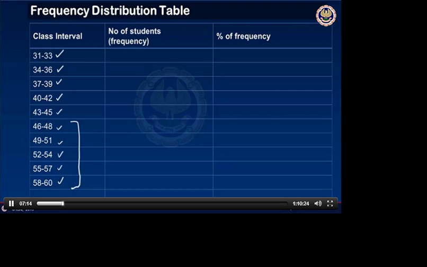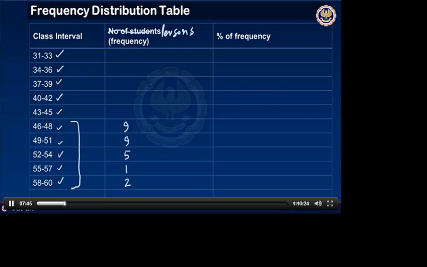So now we look at the data and try to find how many students are in each class interval. And looking at the data, we find there are 9 here. There are 9 here also. And between 50 to 54, there are 5 students, or 5 persons. And then 55 to 57, there is 1. And then between 58 to 60, there are 2. So this is basically not students, but persons. So there is a correction here.